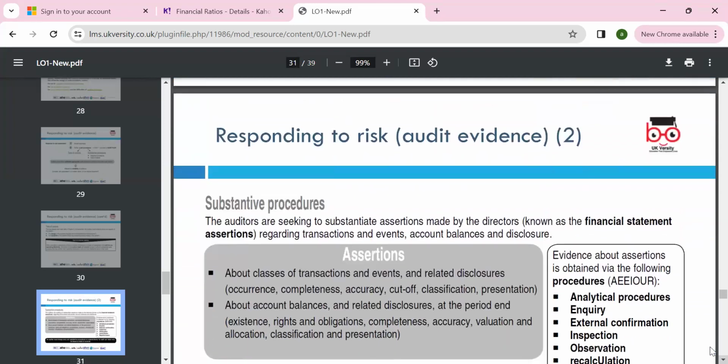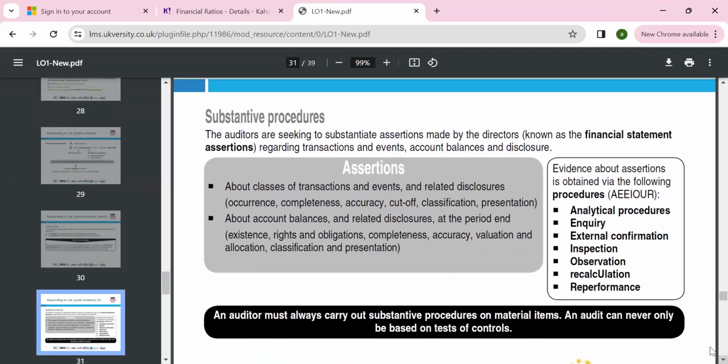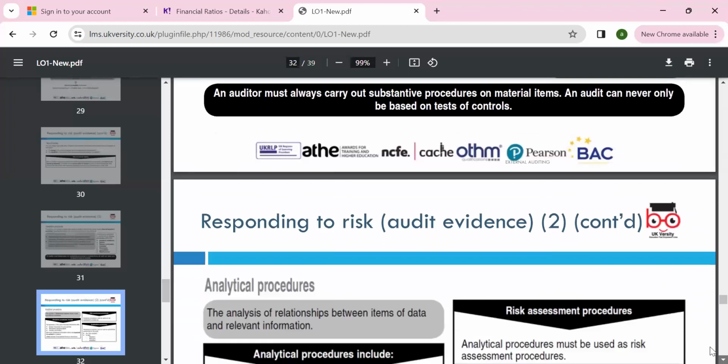When responding to the risk, audit evidence includes substantive assertions about classes of transactions, events or related disclosures. The transaction is occurrence, completeness, accuracy, cut-off, classification and presentation, then existence, rights and obligations, completeness, accuracy and valuation. You can use these abbreviations: analytical procedures, inquiries, external confirmation about the assets, who they belong to, who owns them, inspection, observation, recalculation and re-performance can be used.